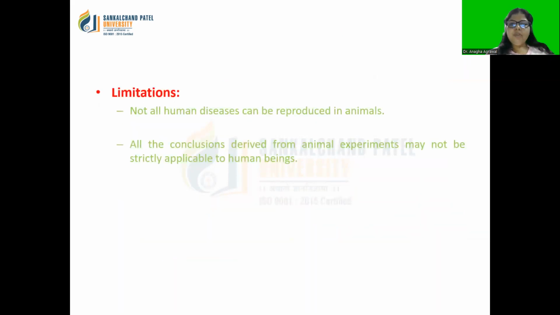So what are the limitations or disadvantages of animal studies? Not all human diseases can be produced in animals. Since we are genetically different, not all the things that we see in animals can be immediately seen in humans. All the conclusions derived from animal experiments may not be strictly applicable to human beings. Again, because of the different genetic setup, different rehabilitation, and different immunity, all the experiments that you conduct on animals may not have the same results in human beings. So we have to be cautious about it.